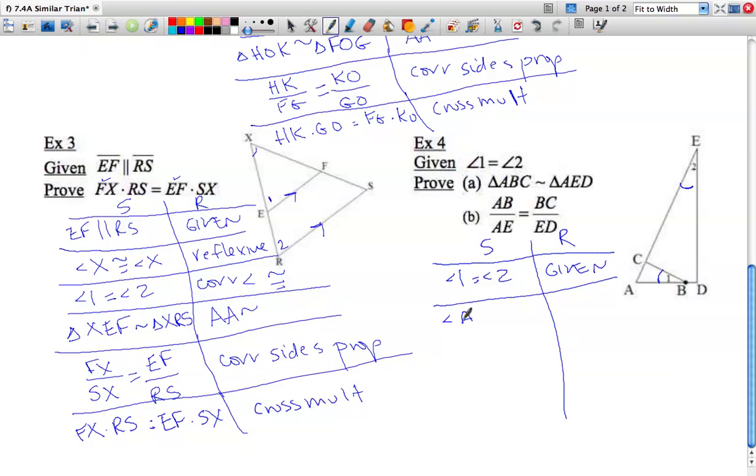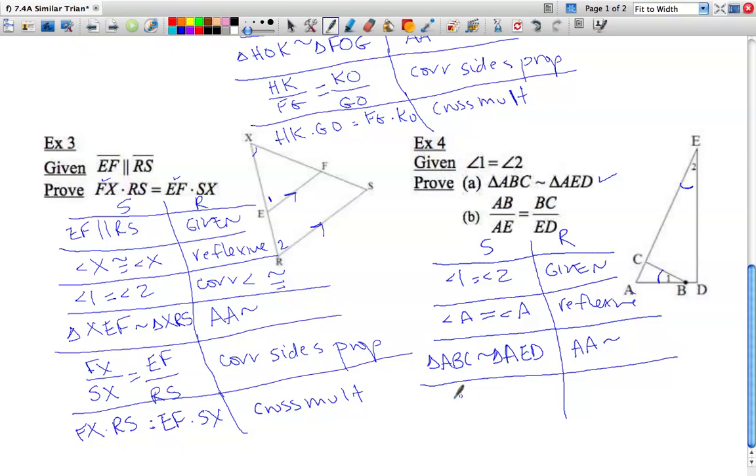Angle A is congruent to angle A by reflexive. So again, we have to be careful. So we have triangle ABC similar to triangle A, and B has to match up with angle E. So it would be angle AED. Great, we did this first one by angle similarity. And the next step is simply that AB is to AE, corresponding sides are proportional, as BC is to ED.